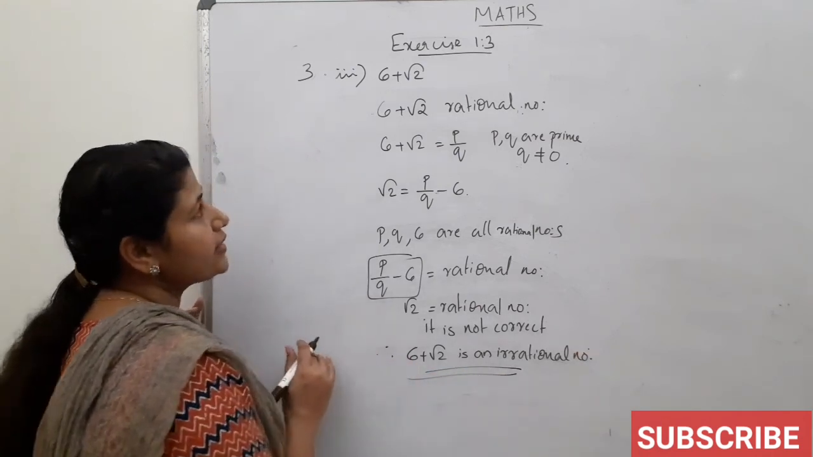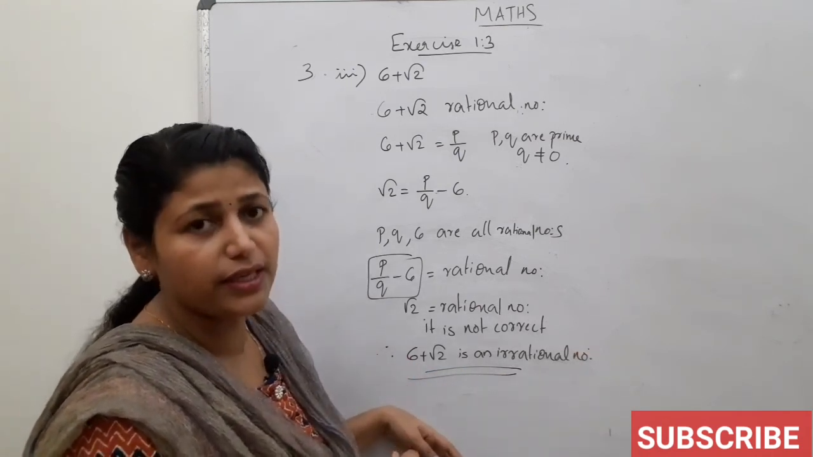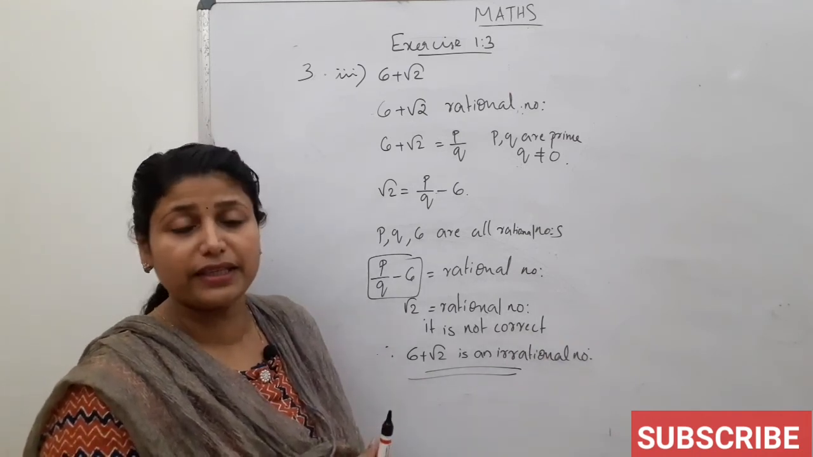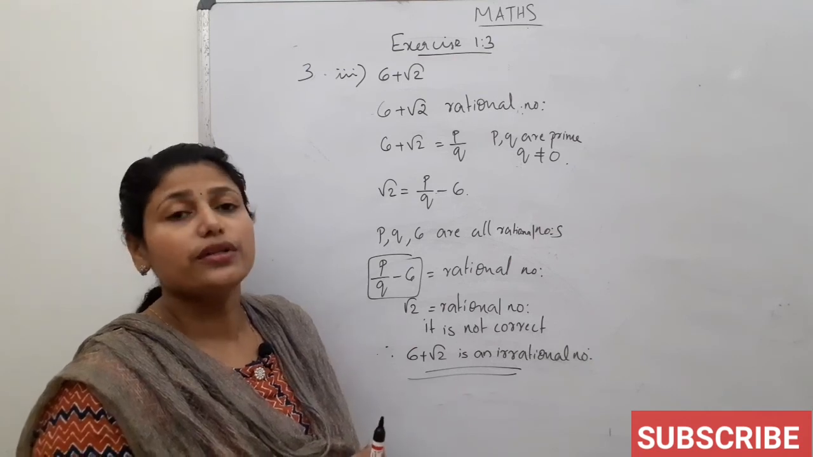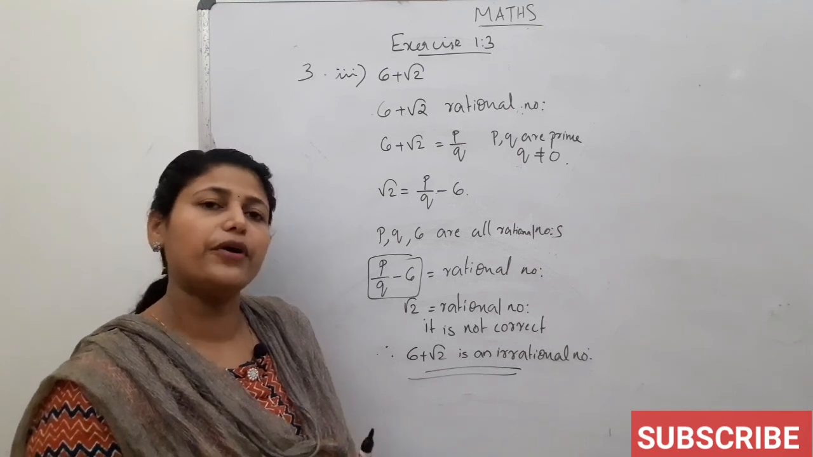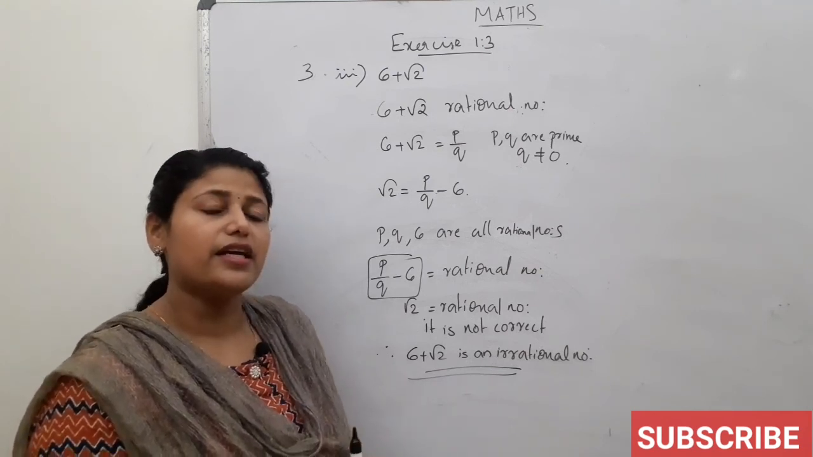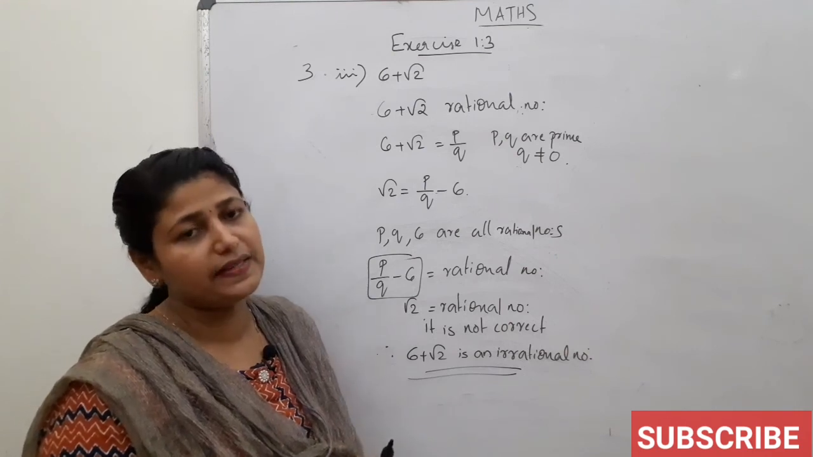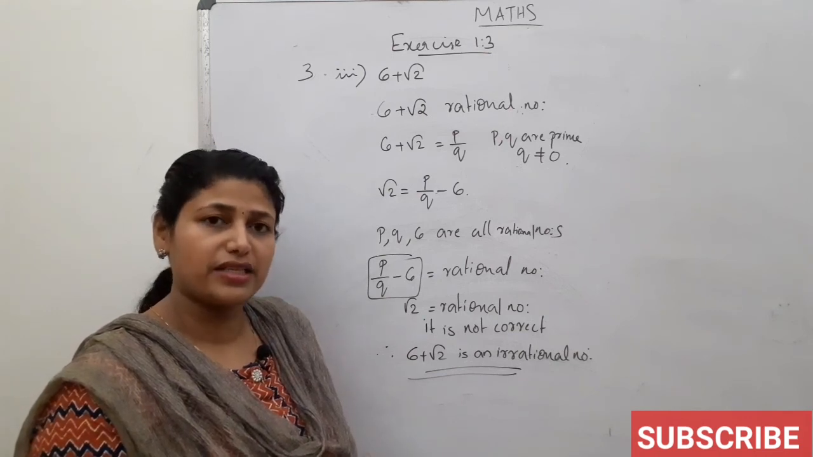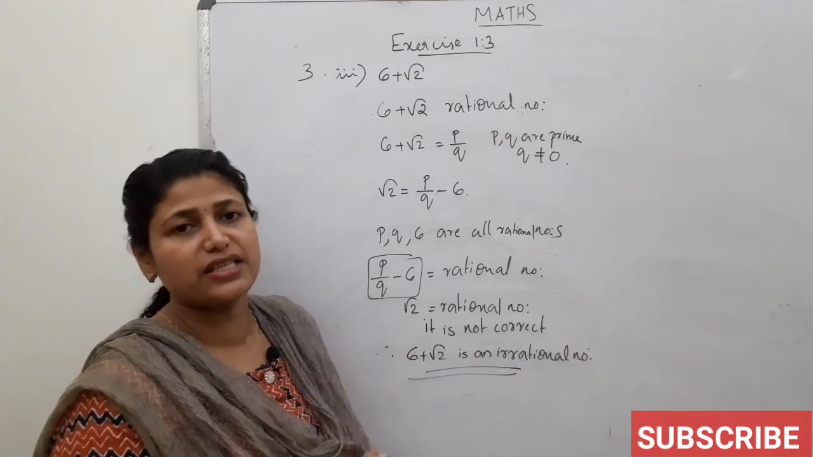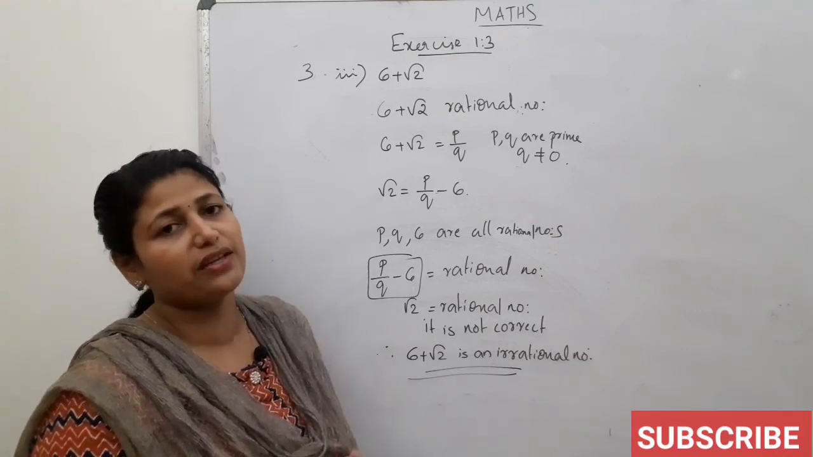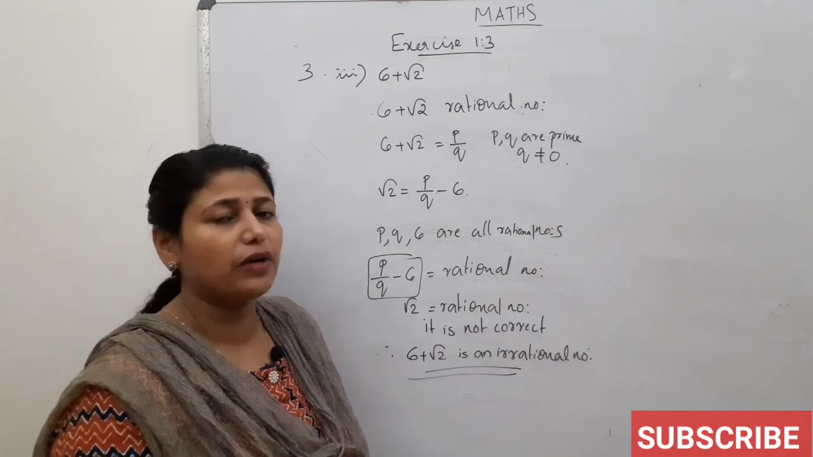So this was the last question of exercise 1.3. Today we have discussed this exercise 1.3 using the fundamental theorem of arithmetic. We were discussing some theorems regarding rational numbers: theorems 1.3 and 1.4. Theorem 1.3 says that if P divides A square, then P must divide A, where A is a positive integer. And theorem 1.5 says root 2 is an irrational number. So whatever irrational numbers you are given, you can easily prove they are irrational using the fundamental theorem of arithmetic and theorem 1.3.